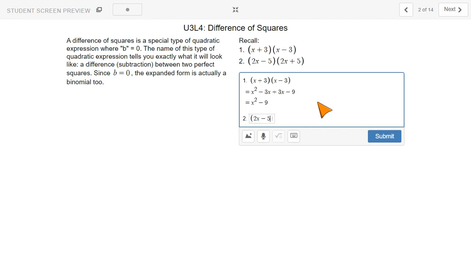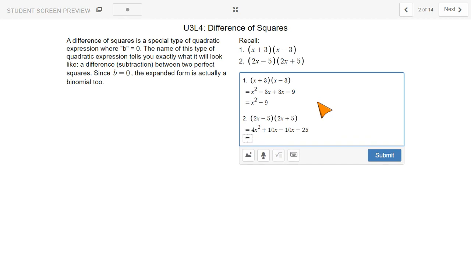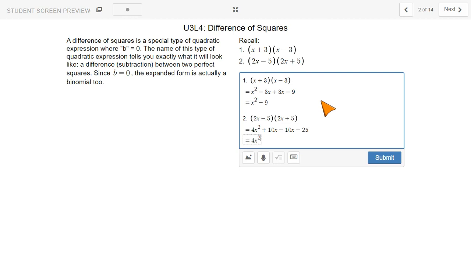Second question, 2x minus 5 times 2x plus 5. This equals 4x squared plus 10x minus 10x minus 25. Collect the like terms, 4x squared minus 25.